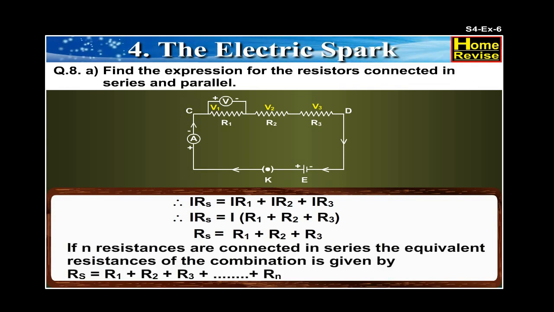If n resistances are connected in series, the equivalent resistance of the combination is given by Rs is equal to R1 plus R2 plus R3 plus till plus Rn.